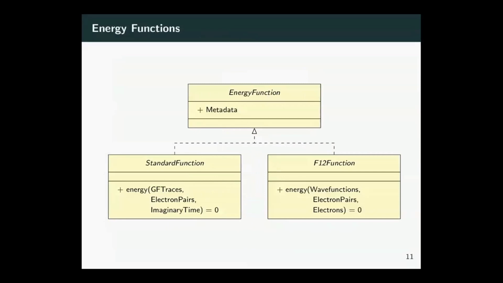Finally, we have the classes that define our integrands, the energy functions. These classes have more of a three-layer system. The top layer is an abstract class that allows us to store all of the energy functions in one array, and it largely contains metadata information. Below this, we have what I'm going to call a standard function, so this would be like MP2 or GF3, and it defines that all implementations need to provide an energy function that takes the Green's function traces, as well as the electron pairs and the imaginary time coordinates.